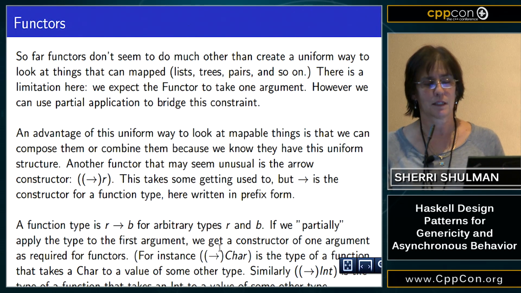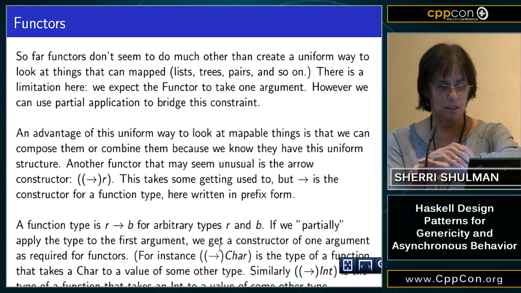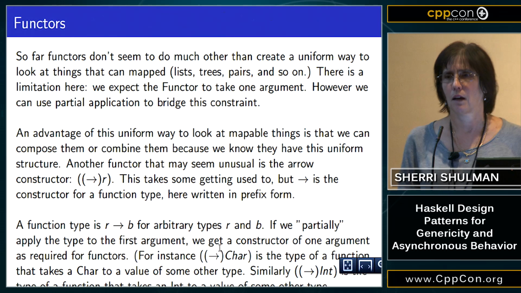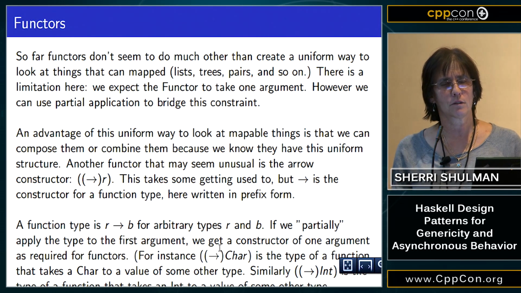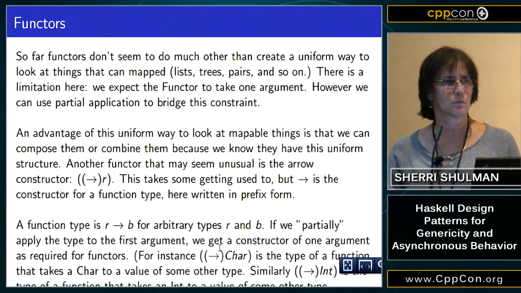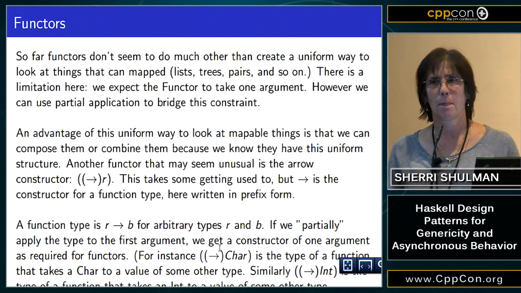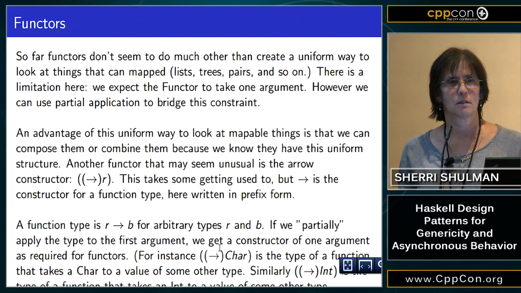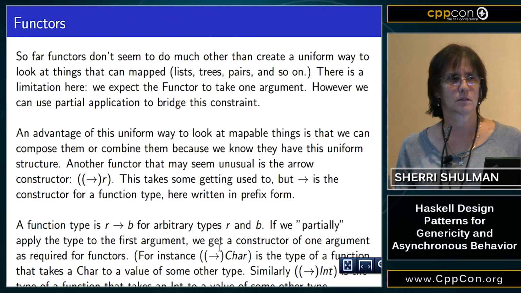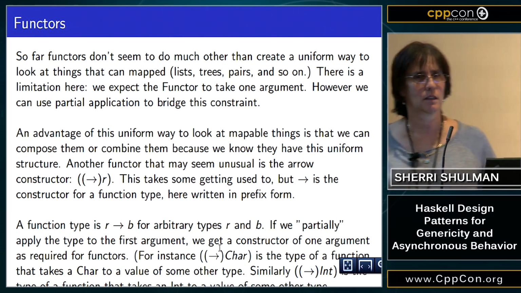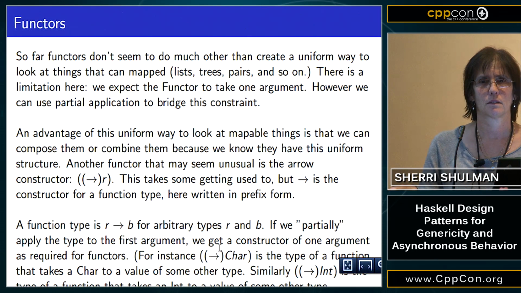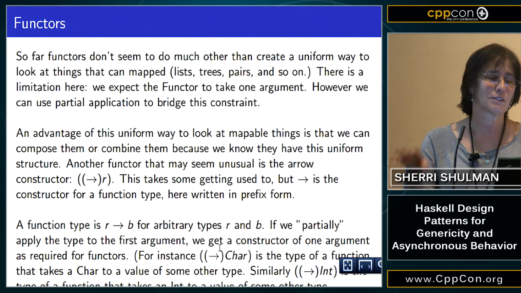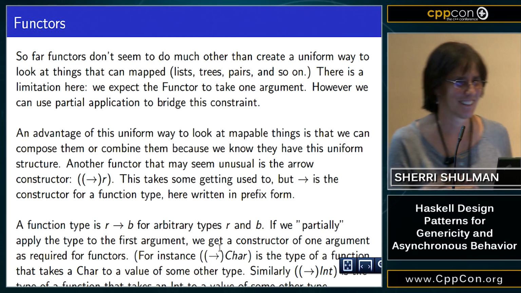We can use partial application to bridge this constraint. I'm not going to get to everything because I have too many things. I've already talked about partial application, so who here is familiar with partial application and who is not? How about currying and uncurrying? And who is not? There's no value judgment here associated.